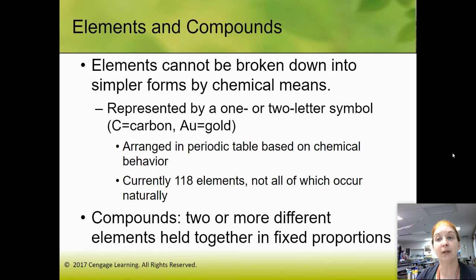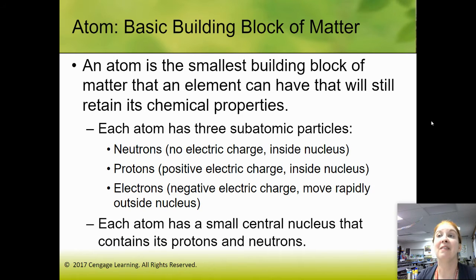Then you have your compounds, which are two or more different elements held together in fixed proportions. H2O, NaCl, things that are kept together, which is water and salt. All right, then we have an atom, the basic building block of matter. An atom is the smallest building block of matter that an element can have that will still retain its chemical properties. So you can go down to an atom of carbon, an atom of oxygen, and it will still have the properties of carbon or oxygen.